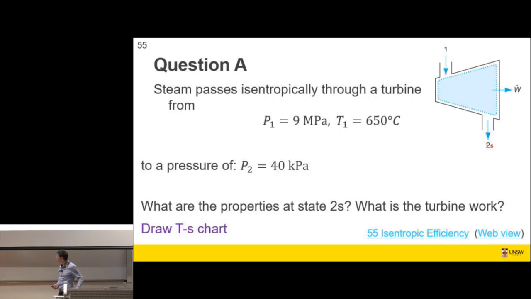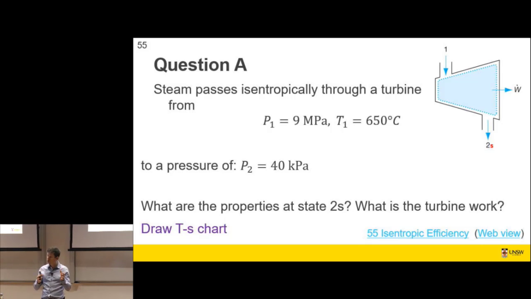So let's do a calculation and let's partially address your question of whether this is pretty typical. Is this a typical question for a quiz one or two style quiz, or a typical part of a question for a final exam type thing? You might have a non-perfect turbine or compressor and be required to calculate between them. So steam passes isentropically through a turbine from a pressure and temperature to a pressure. What are the properties of state 2S and what is the turbine work? So we should do that.